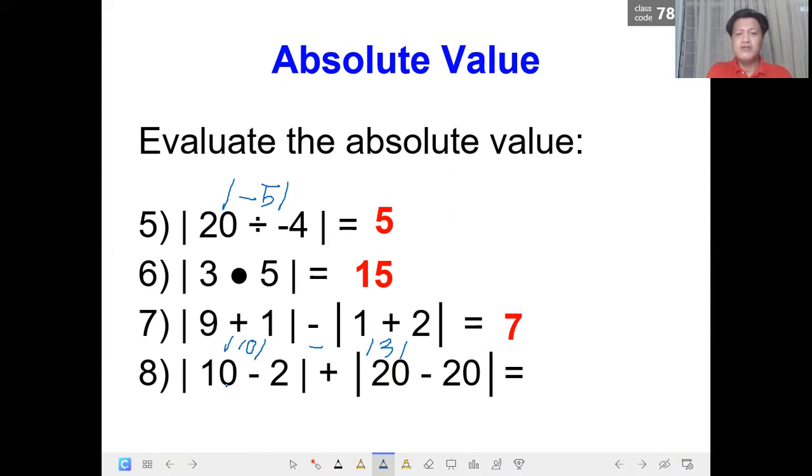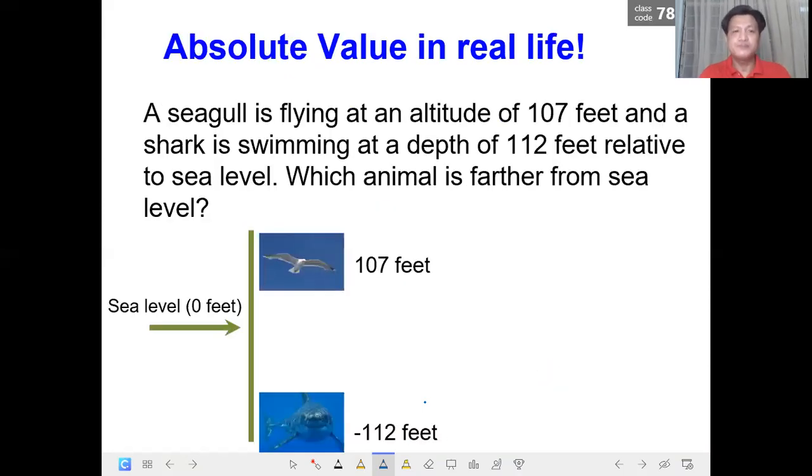Okay, dito naman number 8, what is the absolute value of 10 minus 2? Diba? Kapag sinimplify natin yan, magiging 8 or absolute value of 8 plus, what is absolute value of 20 minus 20? Diba? Absolute value of 0. Remember, there is no distance from 0, di ba? Kaya nga, absolute value of 0 is 0. Kaya 0 plus absolute value of 8 is 8. Kaya that is positive 8 or 8. So, ganun lang siya. So with that, let's have a problem.